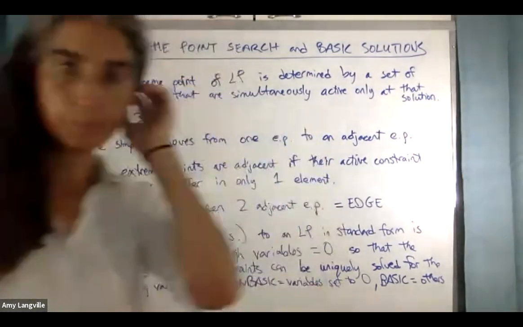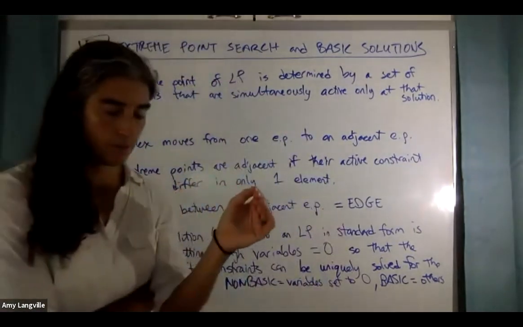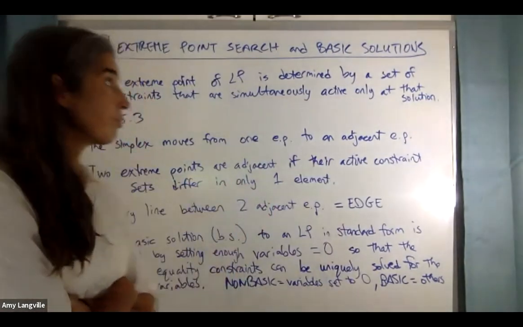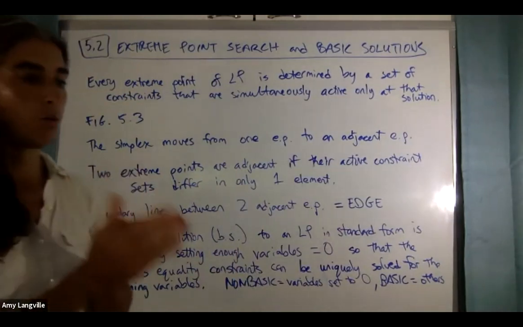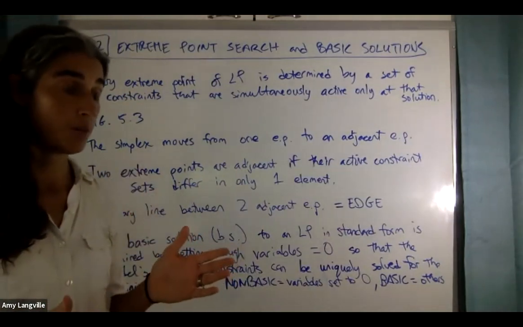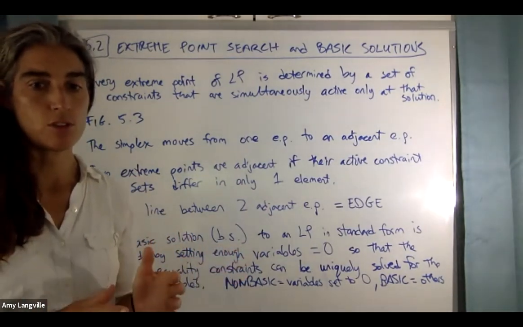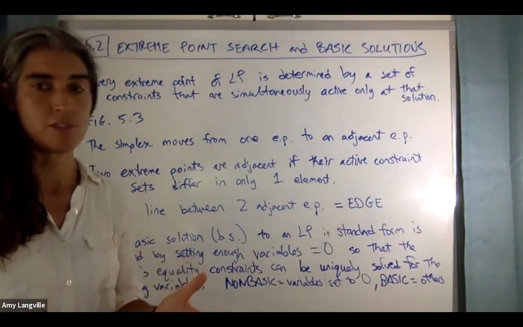Section 5.2, extreme point search, and we're going to define something called a basic solution and then ultimately a basic feasible solution. The first thing is, we've determined that if LPs have an optimal solution, it has to occur at an extreme point. And so we're going to focus on an algorithm that's going to find extreme points, but we have to come up with a definition of an extreme point.